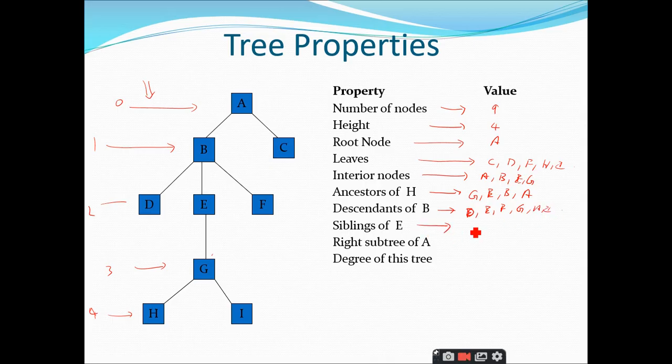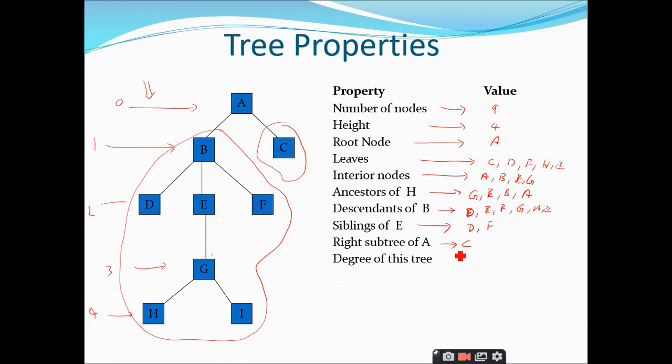What are siblings of E? Siblings of E are D and F only, right? What is the right subtree of A? C, sir. Only one node, that is C. What is the left subtree of A? We have to give the entire node list: B, D, E, F, G, H, I, right?